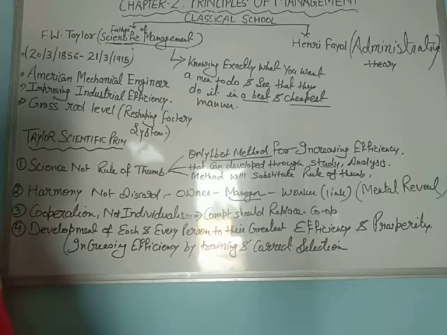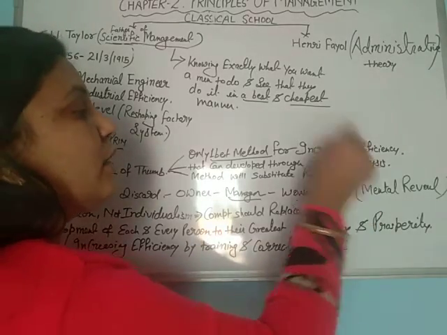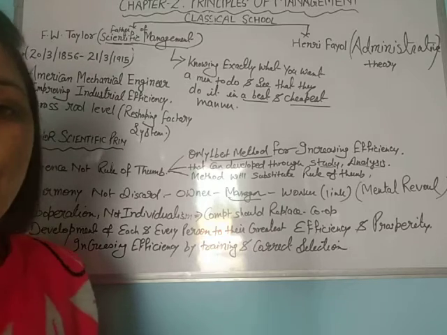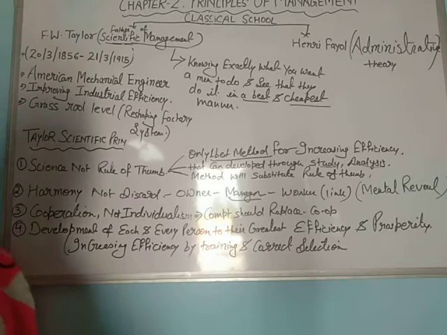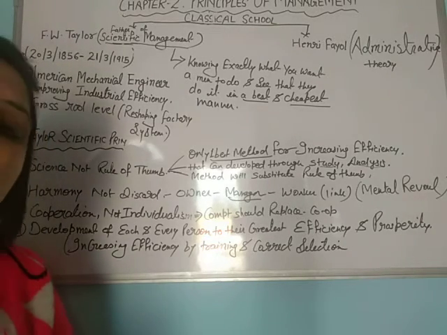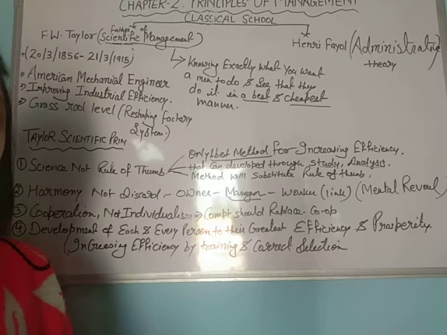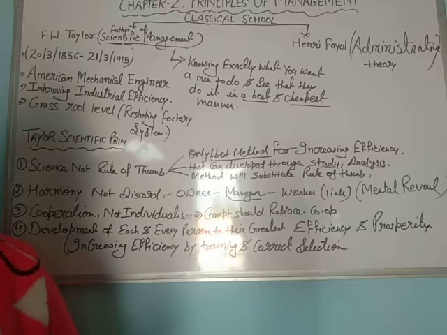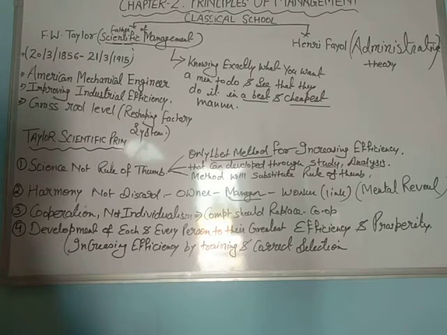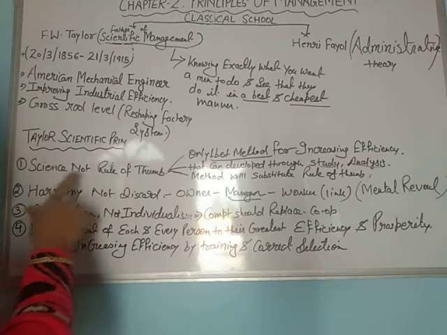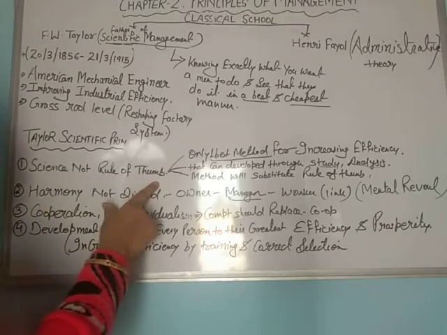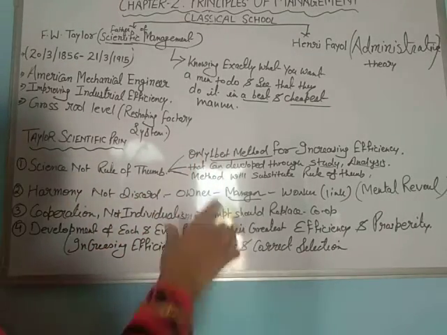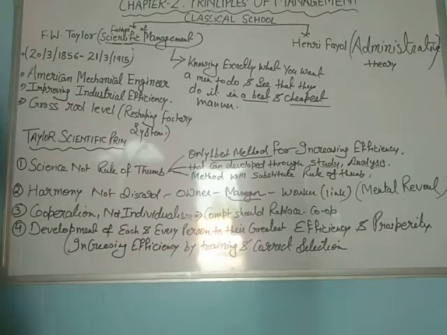ये स्टडीज के थ्रू डेवलप हो सकता है, एनालिसिस के थ्रू डेवलप हो सकता है, और ऑब्जर्वेशन और एक्सपेरिमेंटेशन के थ्रू डेवलप हो सकता है, राइट? एंड दिस इज द वन मेथड विच शुड बी यूज्ड बाय एवरी मैनेजर इन एवरी ऑर्गेनाइजेशन if they are facing the same kind of problem or same kind of situations. So what he said that science should not be used as a rule of thumb. There should be one best method which should be replacing this rule of thumb, right?